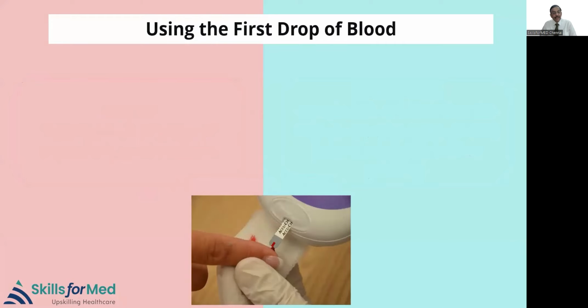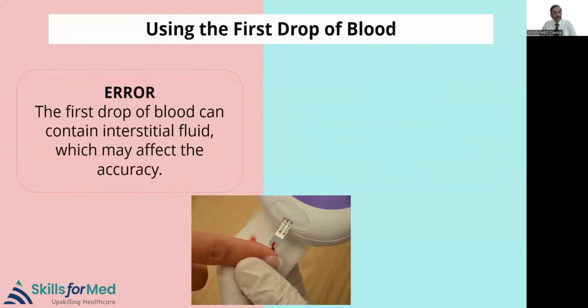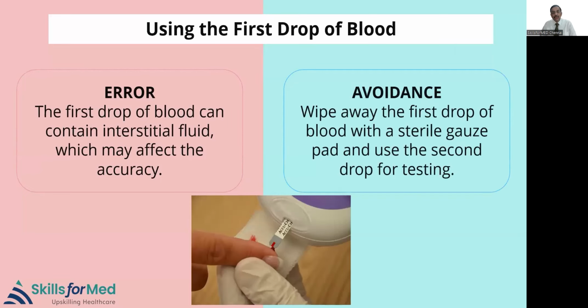Then using the first drop of blood is an error, because the first drop of blood can have more of interstitial fluid and it's diluted. So it may affect the accuracy and actually may show a lower blood sugar value. So you should always wipe off the first drop of blood and then use the second drop for testing.